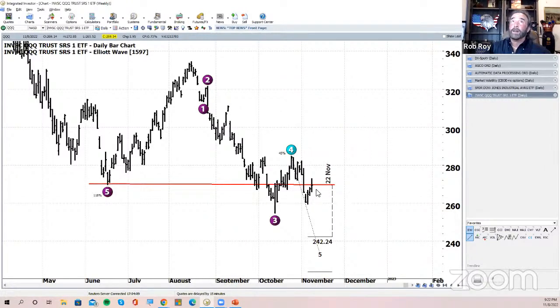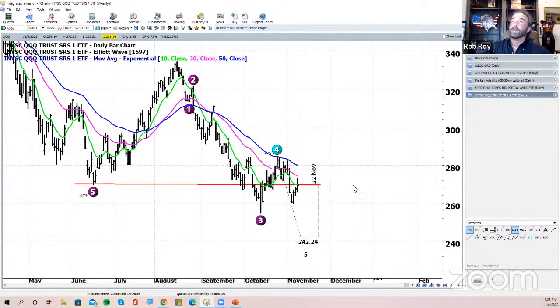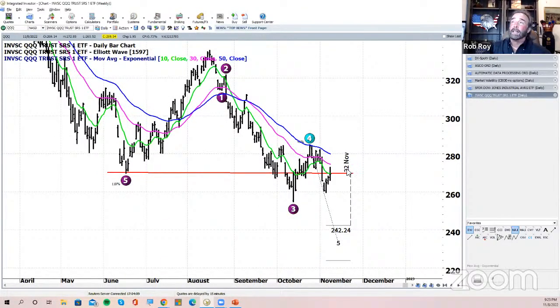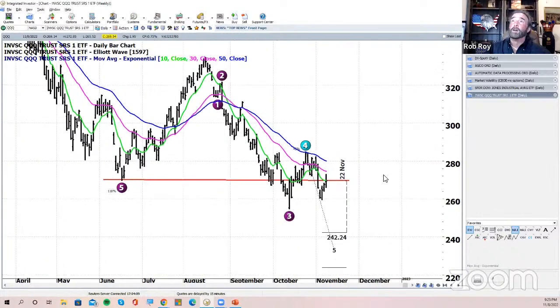But with the Qs, with this doji right here, and looking at the moving averages, look at that, dead on the 10-day moving average. You can see the wave 4 came right up to the 50-day moving average, touched it, and we've gone down since. But look at the date here for the wave 5 low forecast on the Qs. It was the 29th of November on the SPY. It's the 22nd of November on the Qs.